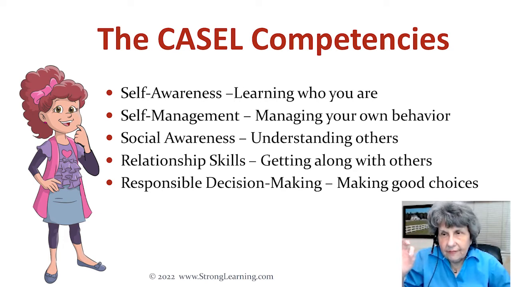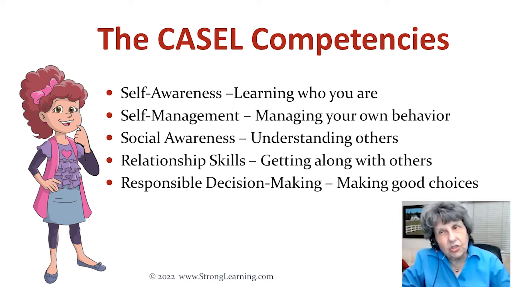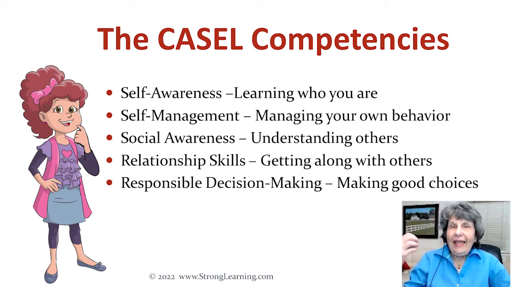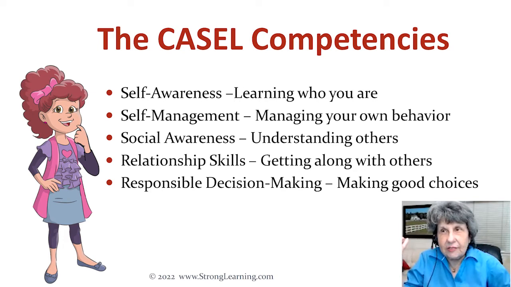Relationship skills. How to be nice to someone. Just teaching relationship skills, getting along with others, and responsible decision making. You hear all the teachers or the moms saying, was that a good choice? And the child says, no, but I wanted the toy. That's why I punched him. So now you have to talk about self-management and was it a good choice?